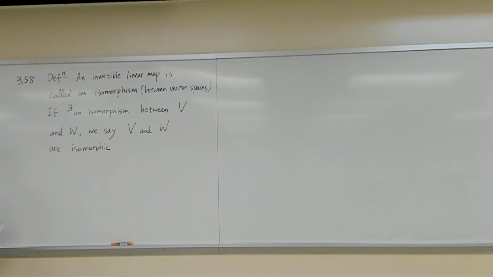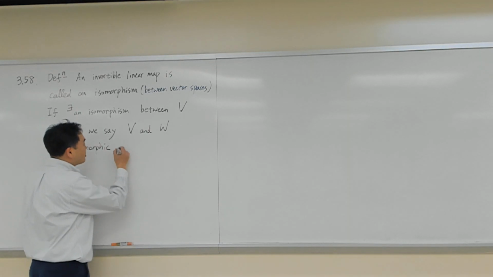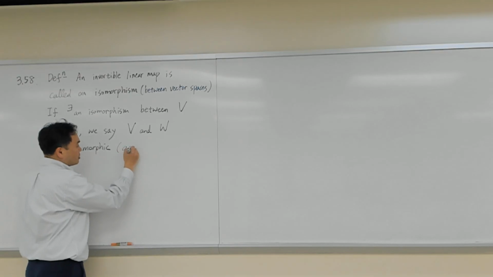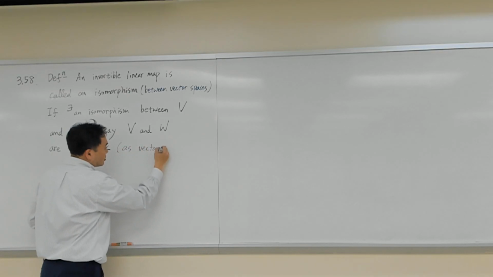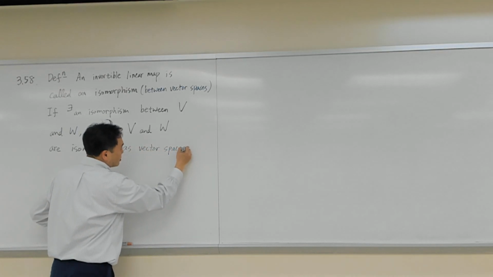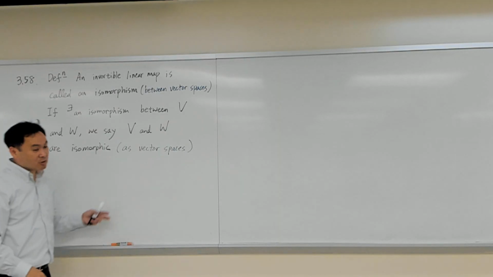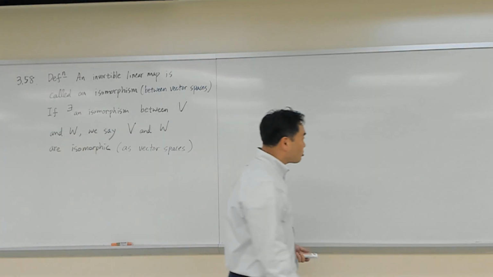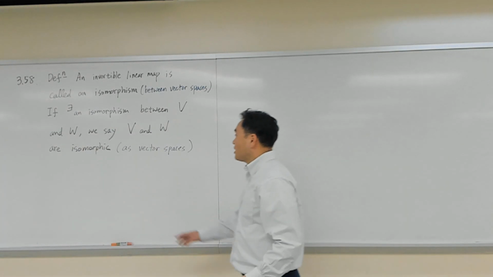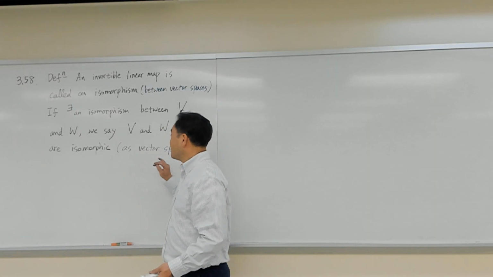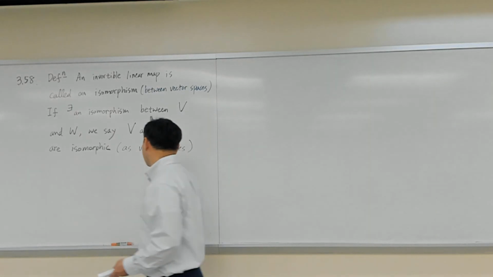Okay. And again, we just say isomorphic here because we only have vector spaces, but in a bigger picture, if you're talking about something similar in abstract algebra, you have to specify isomorphic as what? You have to say it's isomorphic as vector spaces.